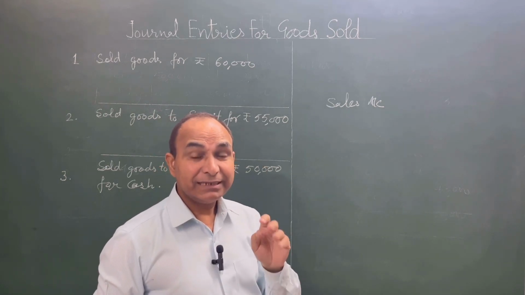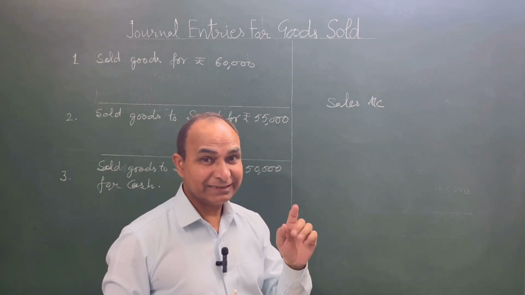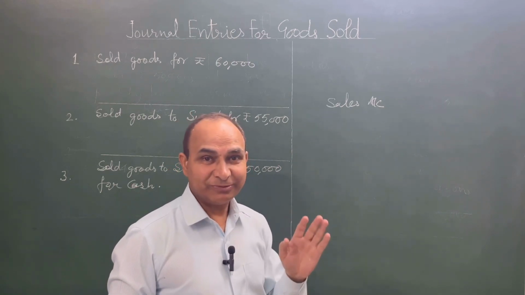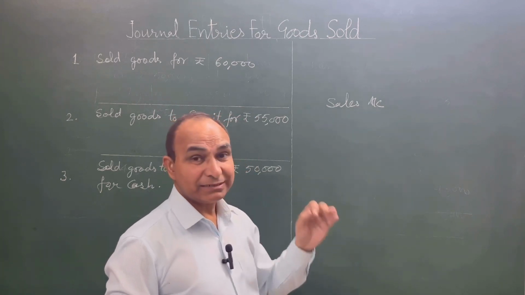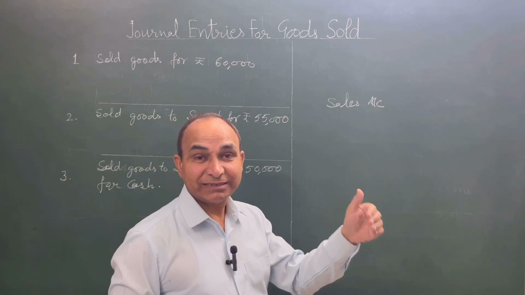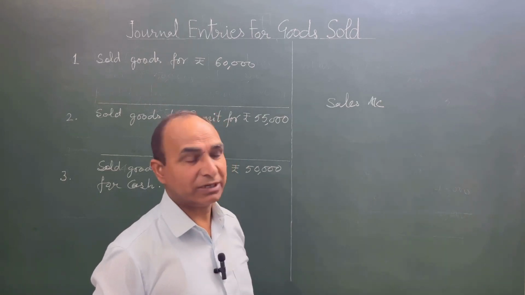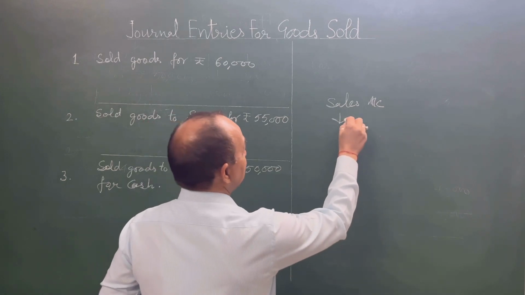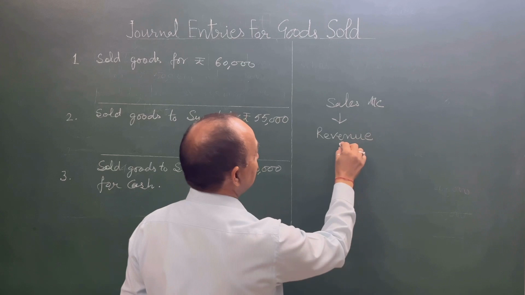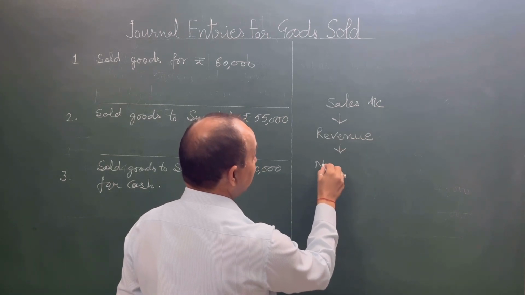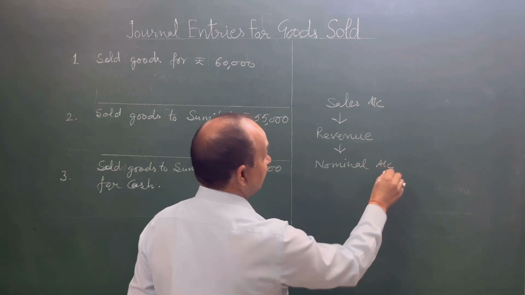And sales is a main source of revenue of the business. Remember this. Sales, the main source of revenue, main source of income of the business. Because sales results into revenue and that results into income and profit to the business. You understand that well. So sales being the revenue of the business, it is a nominal account. See, it is a nominal account.